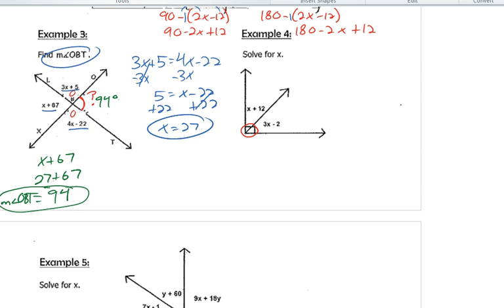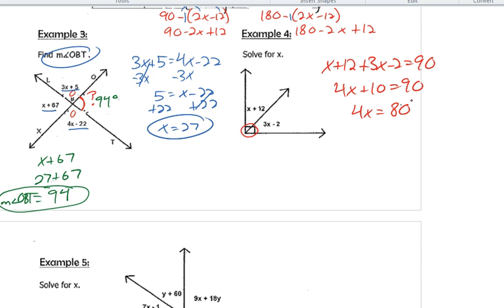Okay, hopefully you're checking your answer. We have x plus 12 and 3x minus 2. Little plus little equals the big, and we know the big is 90 because they're complementary angles. They complement each other, they add up to 90. So, pretty simple. X plus 12 plus 3x minus 2 equals 90. So we have 4x plus 10 equals 90.